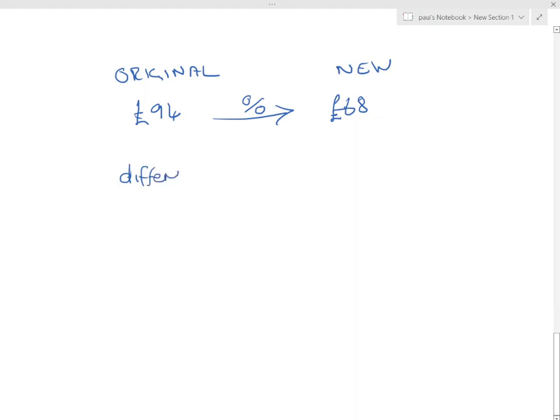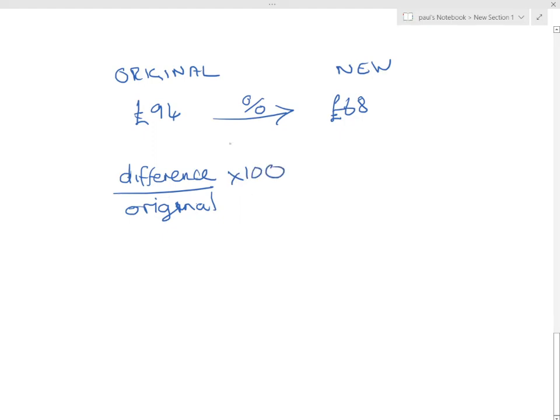So you have the original £94, and you have the new price as £68. What is the percentage change? Again, the same. Difference over the original, times 100 to make it into a percentage.